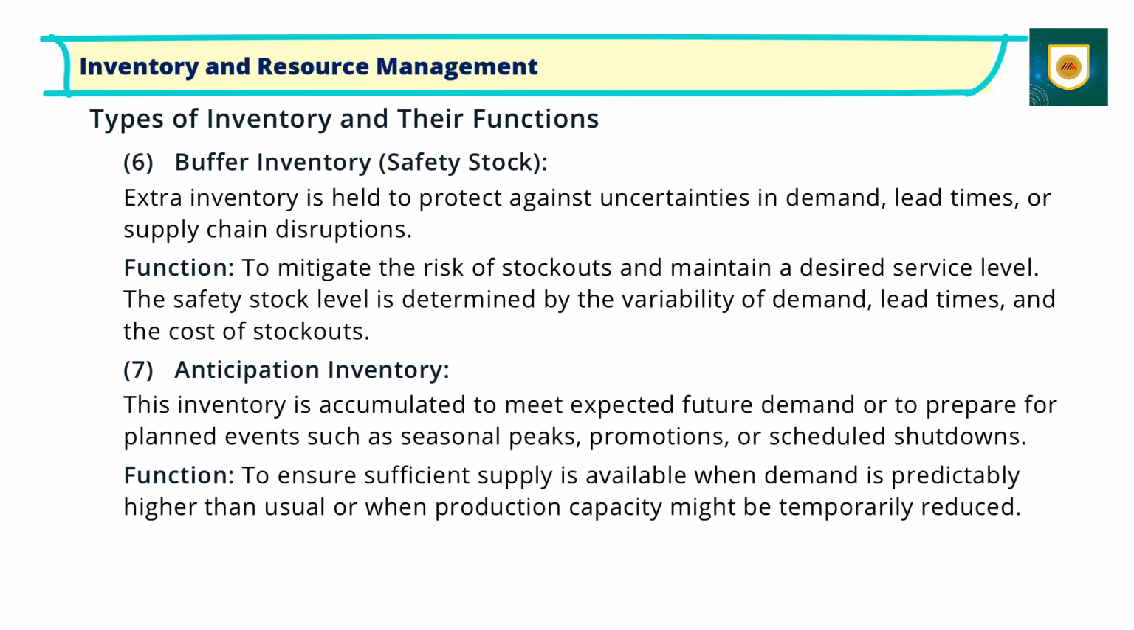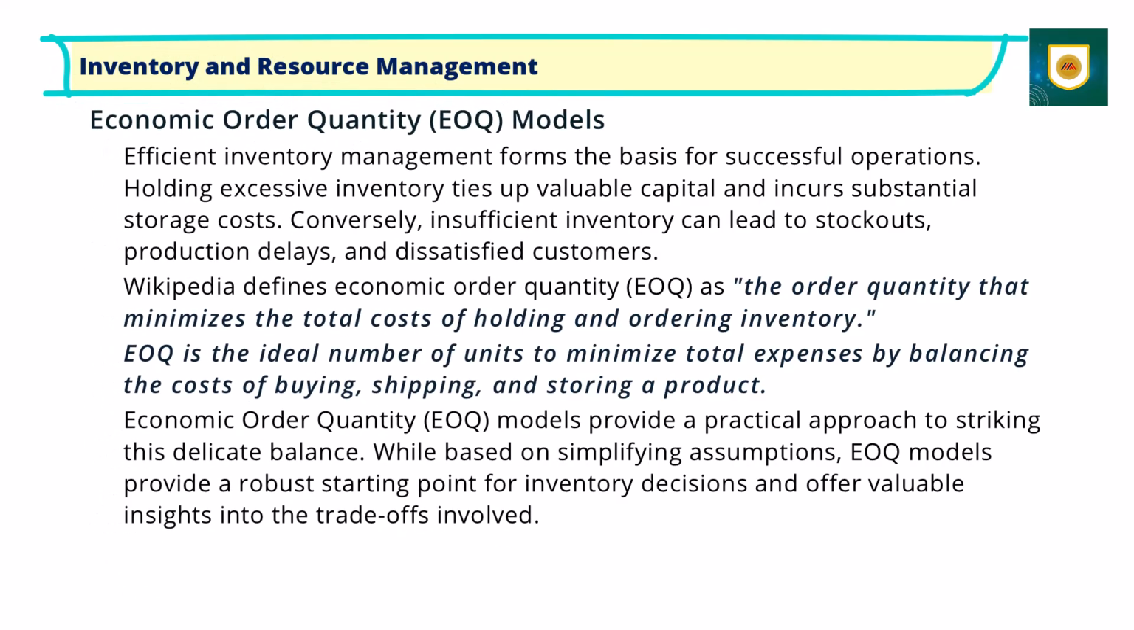7. Anticipation inventory. This inventory is accumulated to meet expected future demand or to prepare for planned events such as seasonal peaks, promotions, or scheduled shutdowns. Function: to ensure sufficient supply is available when demand is predictably higher than usual or when production capacity might be temporarily reduced.